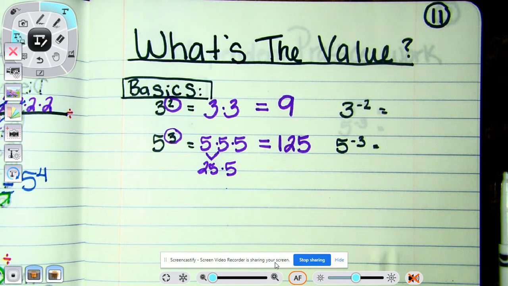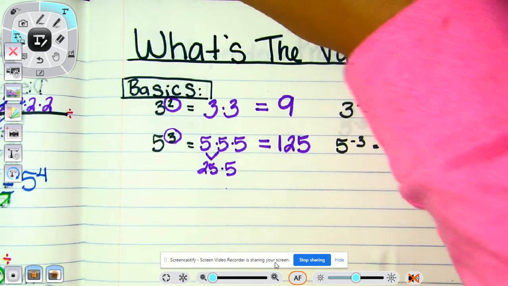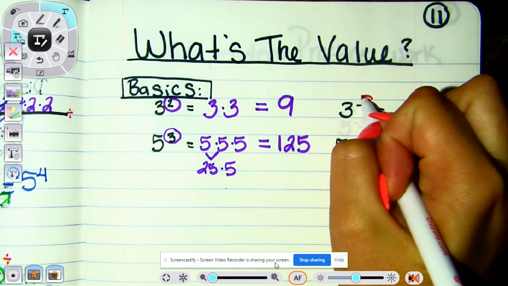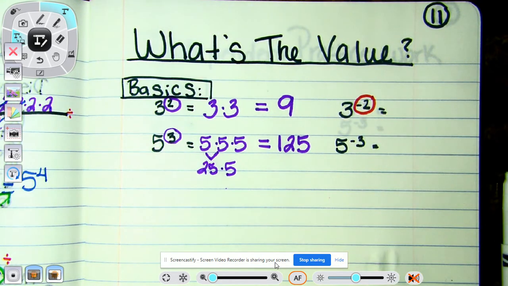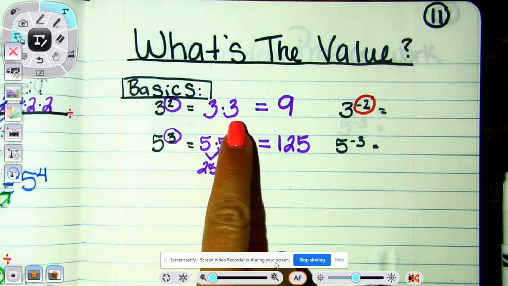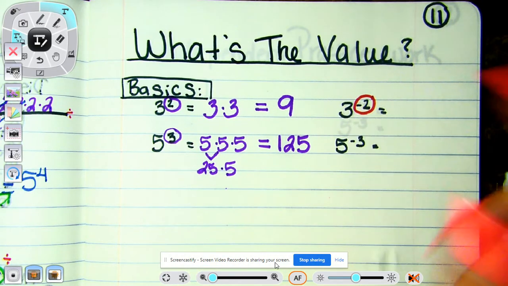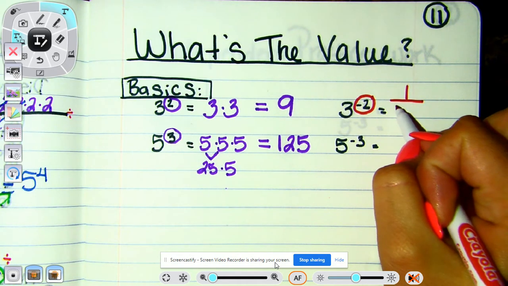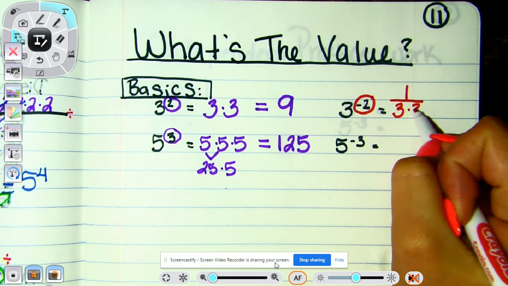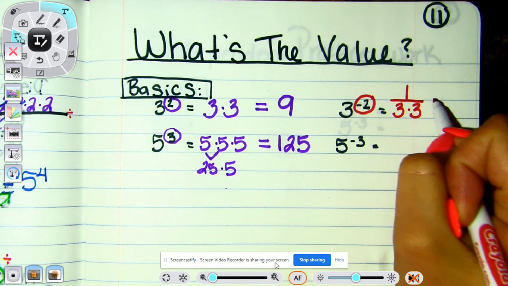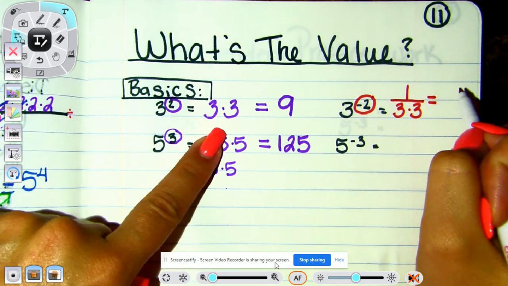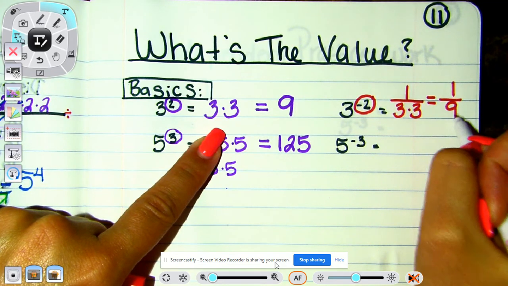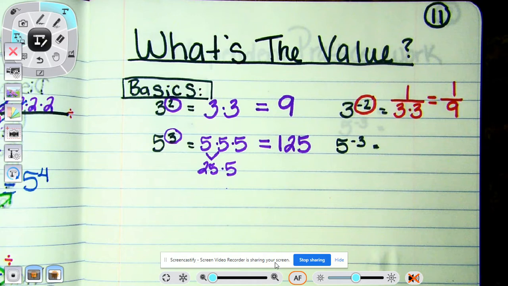The next case, though, I have that sneaky little negative exponent again. So every single time that I see a negative, I'm going to think of opposite. So I'm not multiplying by 3 times 3 anymore. It's the opposite of that. So I'm going to divide by 3 times 3, which is expressed as a fraction. 1 over 3 times 3, or 1 divided by 3 times 3. Well, we know from over here, 3 times 3 is 9. So it's 1 divided by 9, or I can look at it as 1/9 as a fraction.